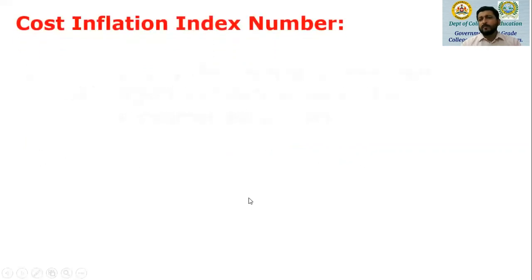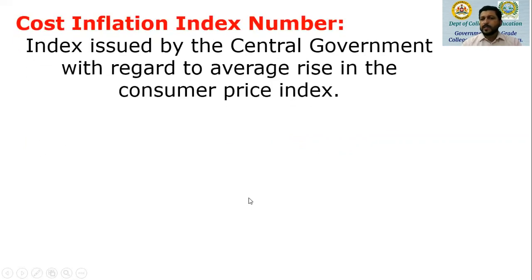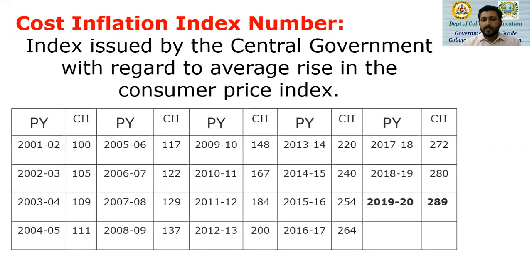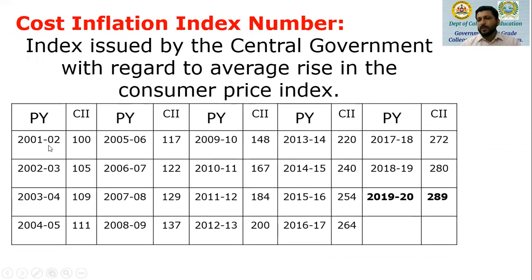Now, what is this cost inflation index number? These are indices issued by the central government with regard to the average rise in the consumer price index. And these are the years and the numbers, starting from the previous year 2001-02. As I've highlighted over here, for 2019-20 the cost inflation index is 289. So for all our calculations in capital gain problems, the numerator will always be 289, especially when we are indexing either the cost of acquisition or the cost of improvement.